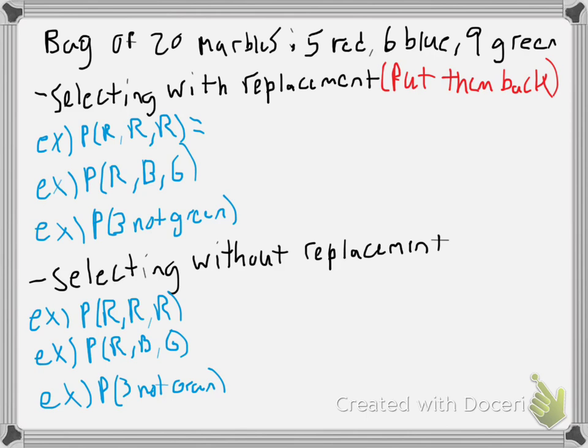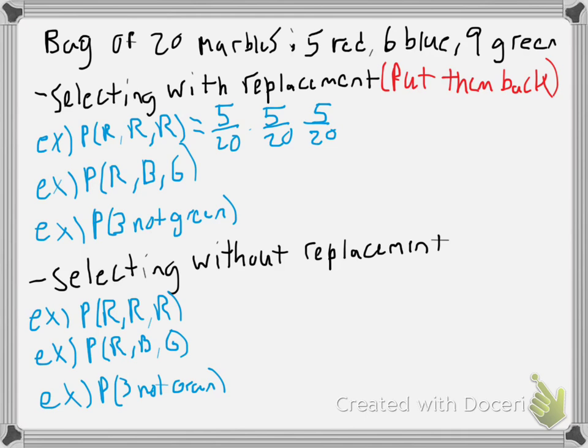So let's look at the probability that I get a red, and then a red from 3 successive draws. Well, the probability that I get a red the first time is 5 out of 20 because there's 5 reds. But I put it back. So my second selection, what's the probability that I get a red the second time? Same thing. 5 out of 20. What's the probability I get a red the third time? Well, since I put that red one back, it's still 5 out of 20.